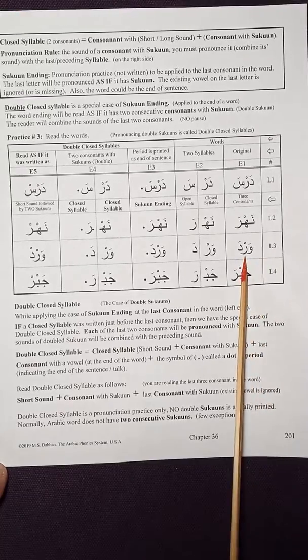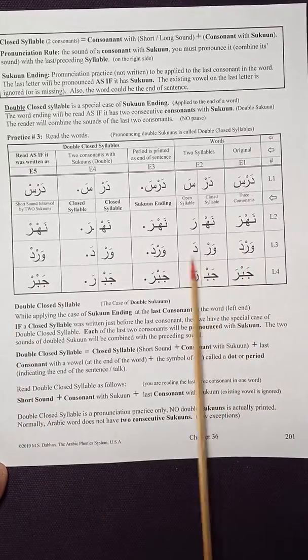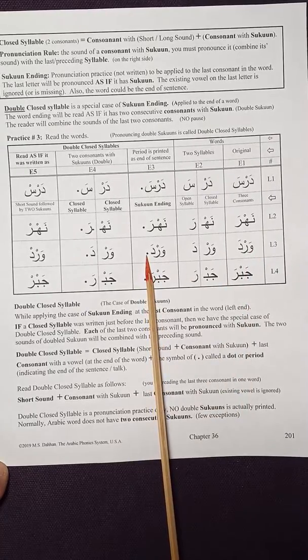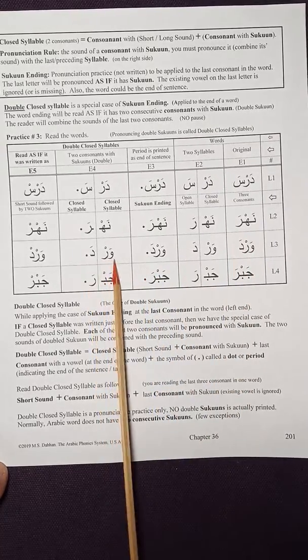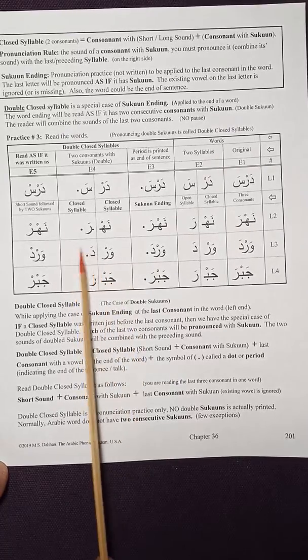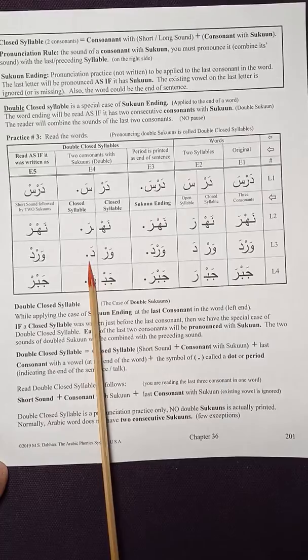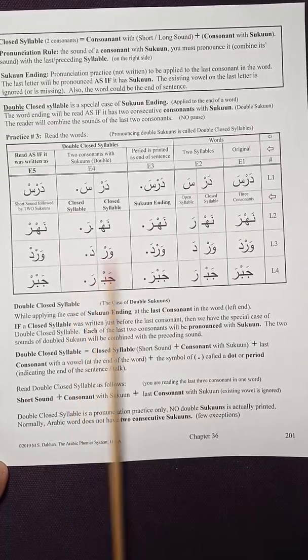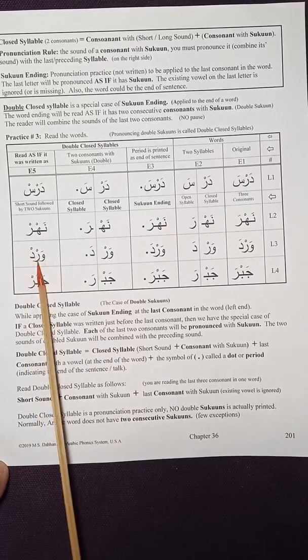Line 3. Warda. 2 syllables, closed, open. Here we have the same word up here, but we have a dot. So now we have a situation where the closed syllable is as is, but at the end, this is another sukoon ending, which is another closed syllable. So we have double. That's the situation, and we read it like this, ward.